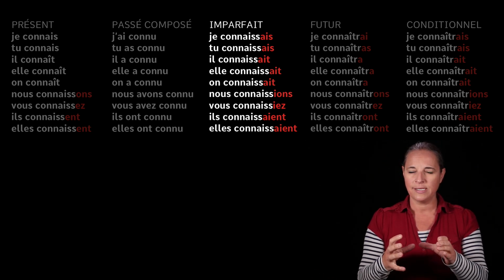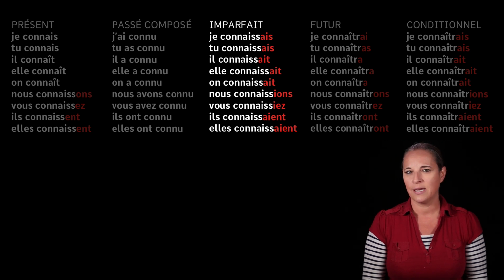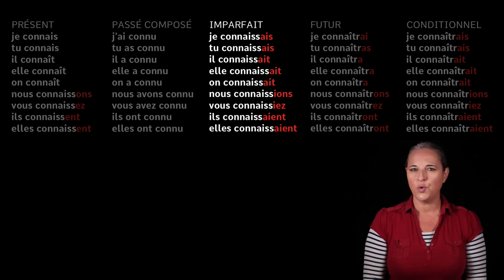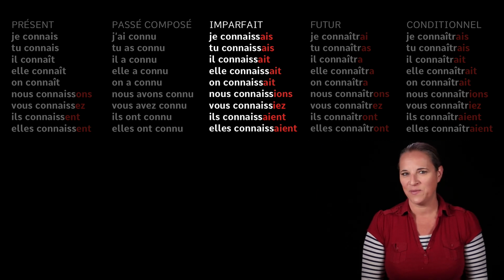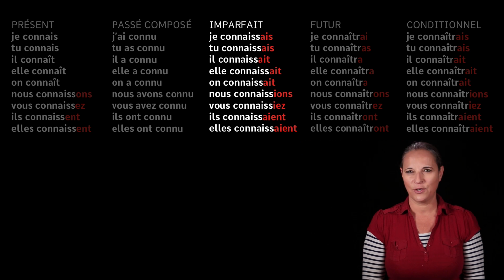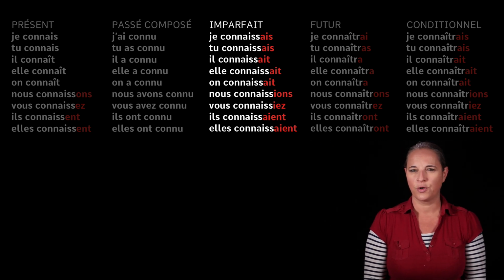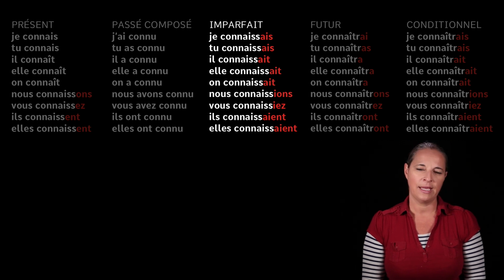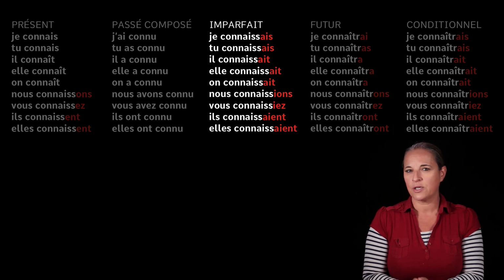Okay, so we've got the connaiss- stem and then the ending for the imperfect. Je connaissais, I used to know. Tu connaissais. Il connaissait. Elle connaissait. On connaissait. Nous connaissions. Vous connaissiez. Il connaissait. Elle connaissait. So here we've got the imperfect tense of connaître.